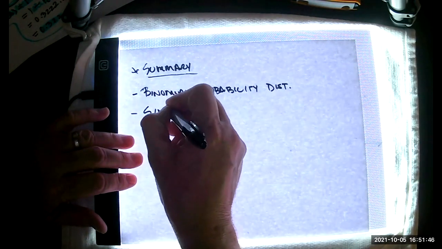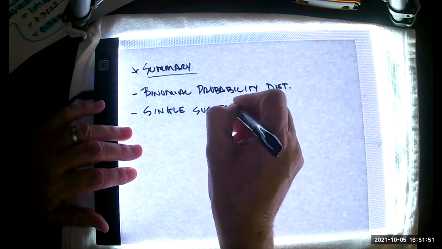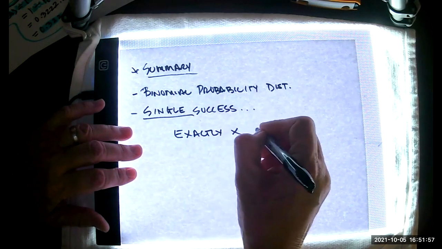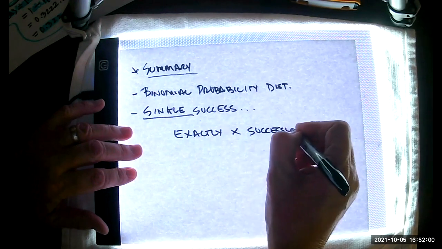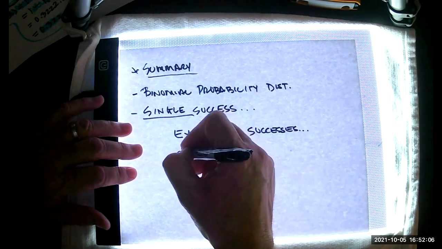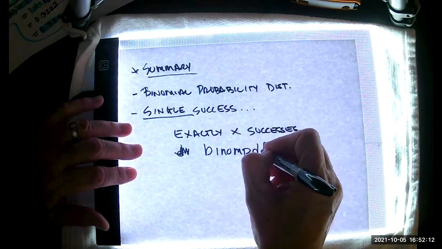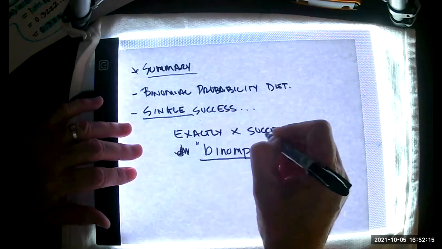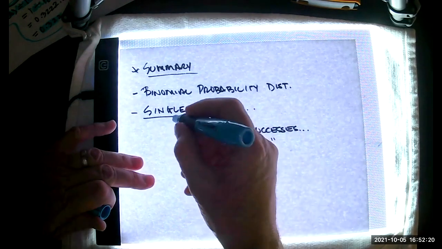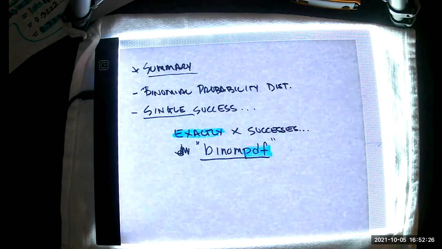Then we have the single success, where we have exactly X successes in those N trials, and we use the, excuse me, that's a D. I said B. Binomial PDF. I'm going to leave the parenthesis off now because I really want to focus our attention on the exactly and the PDF.